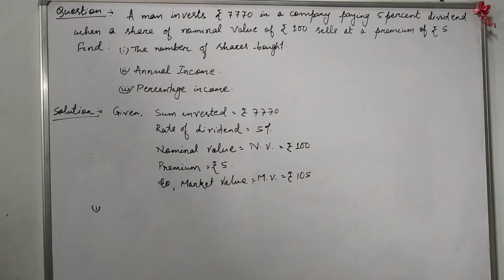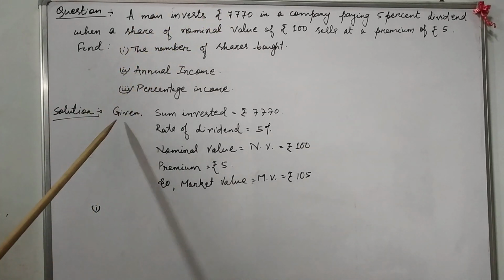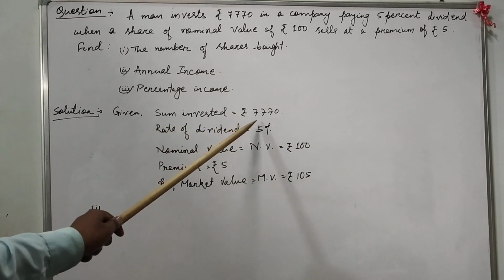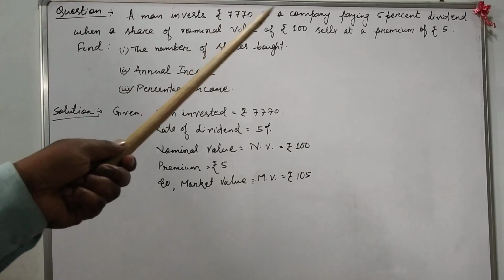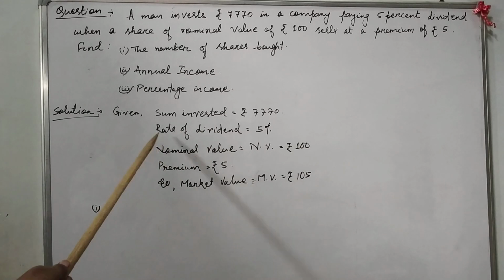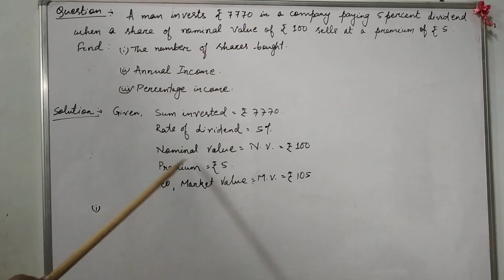So the most important thing here is to go through the question very clearly so that you can find out what is given in the question. Like here, what is given? A man invests rupees 7,770. So I have written here, given: sum invested is equal to 7,770. Then the second part, in a company paying 5% dividend, so our rate of dividend is 5%. When a share of nominal value of rupees 100, so now we know the nominal value of each share is rupees 100.